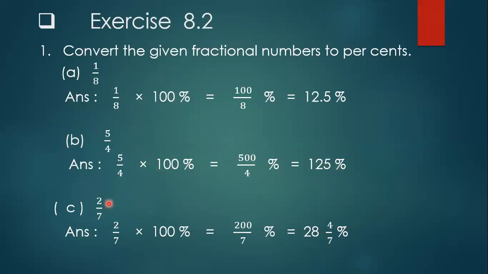Now, next fraction, 2 by 7. Same way we will do 2 by 7 into 100%. 2 into 100 is 200 by 7. And when we divide it, we will get 28 integer 4 by 7. Here in decimal point, we cannot get it completely divided. So we will write the answer as fraction, 28 integer 4 by 7. We will get the answer in mixed fraction. And everywhere, don't forget to give the percentage sign.